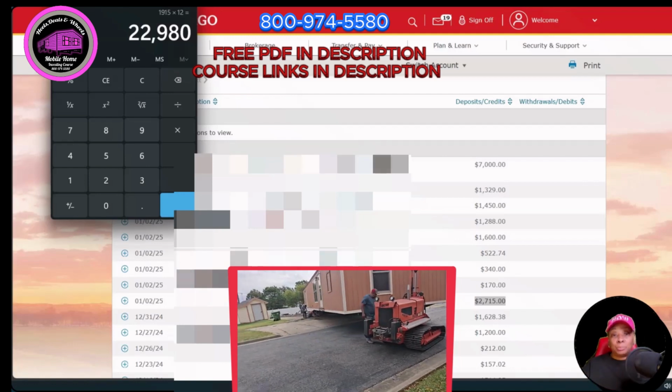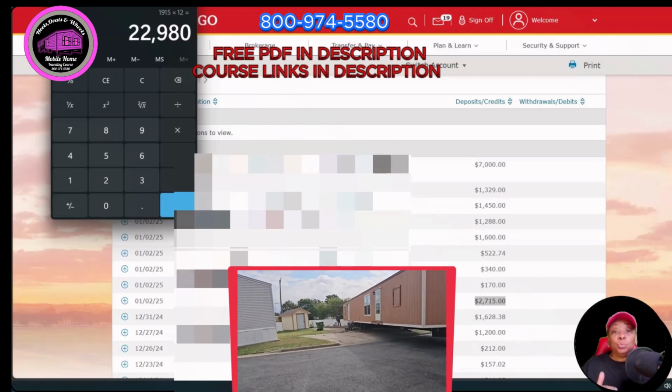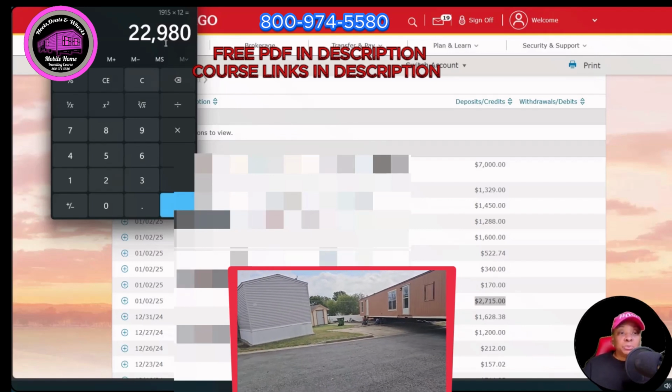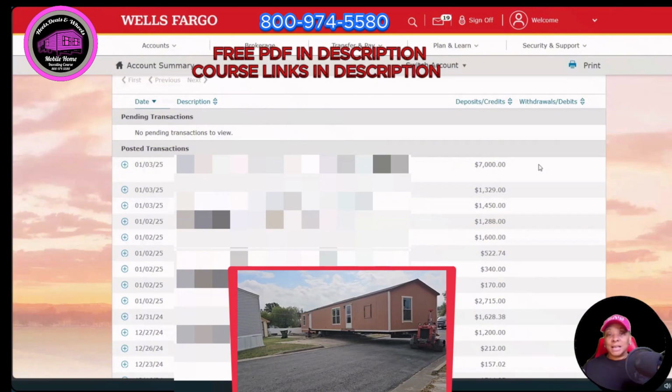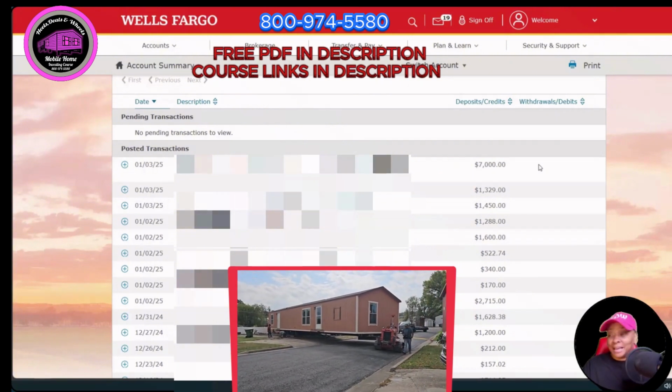I am giving you options. Do what you want to do with it. I am telling you what works for us. Okay? All right. Let's put this calculator down. Let's downsize this. Let's look at some other deposits. Guys, I cannot show you my entire bank account. I can't show you that.